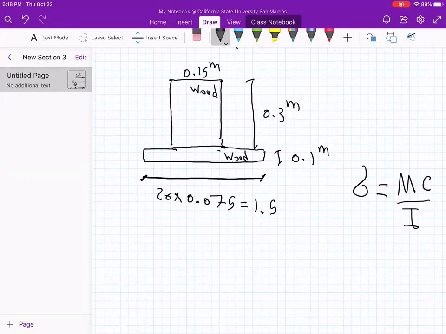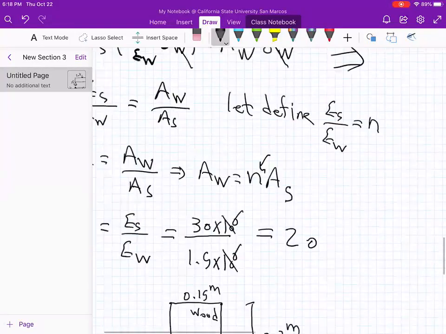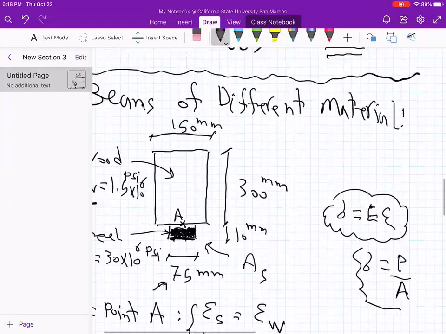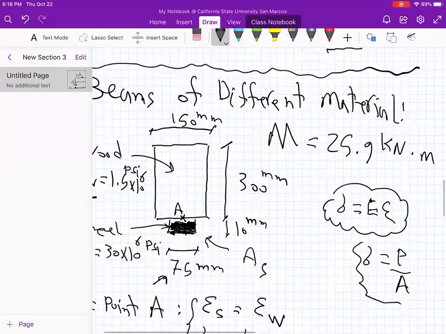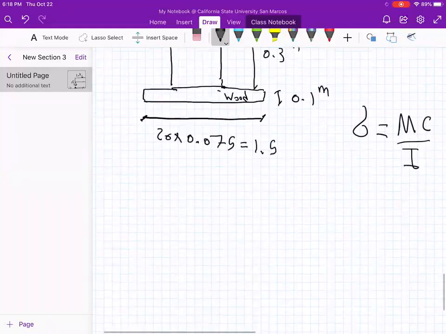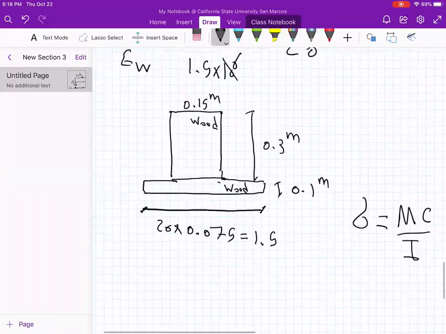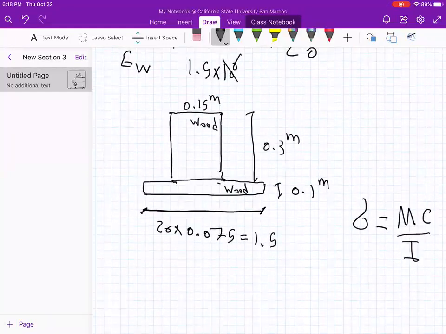So M in this problem is also given. Let me write here. M is 25.9 kilonewton meter. Okay, please write this one. 25.9 kilonewton meter is M. And now it's good, everything based on one material. So let's focus on that to find I.